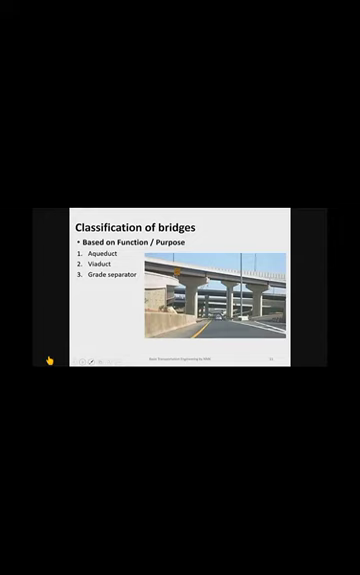This is a grade separator. You can see this in your metro cities, the bridge for the metros. There are two levels: one level is for the roads and one is for the rails. This is called a grade separator. It is the metro bridge itself, the metro railroad.